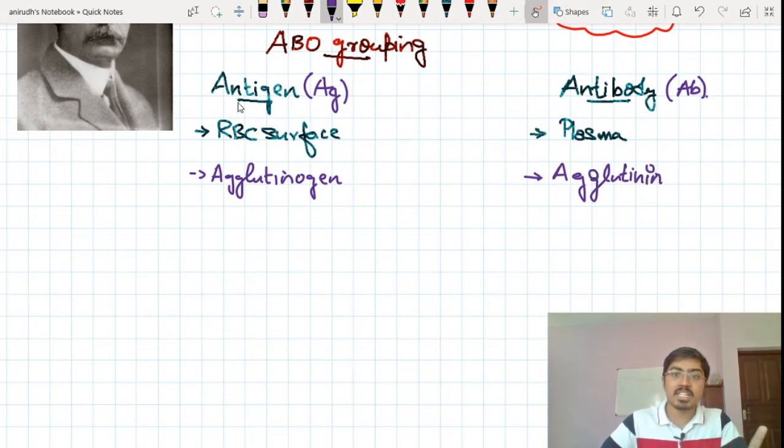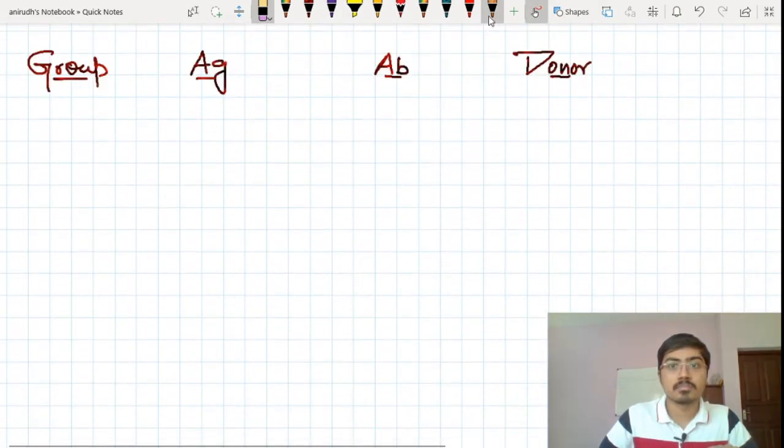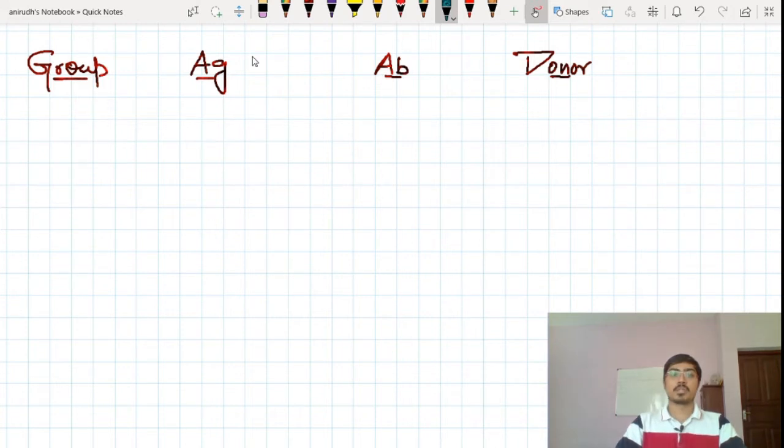The site of antigen, site of antibody. What are the other names of antibody? So these are the features that we are supposed to understand. Now let us discuss the grouping system. So guys, let us now understand how you are actually grouping the blood. So that concept can be understood now.